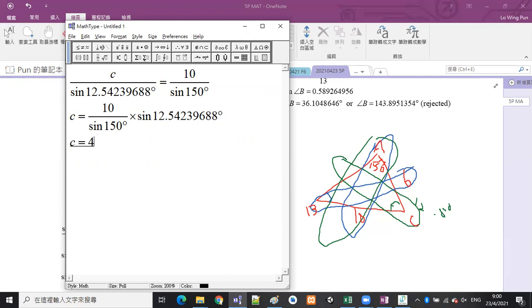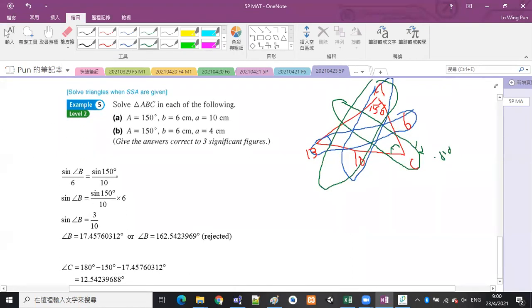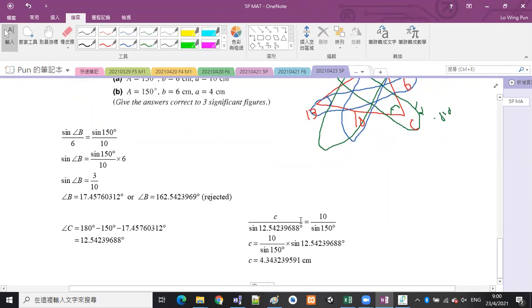The C should be equal to 4.343239591. Is there any unit? Yes, unit is cm. Don't forget the unit. Okay, so that is the answer. We have successfully found all the remaining lengths and angles here. It's okay?